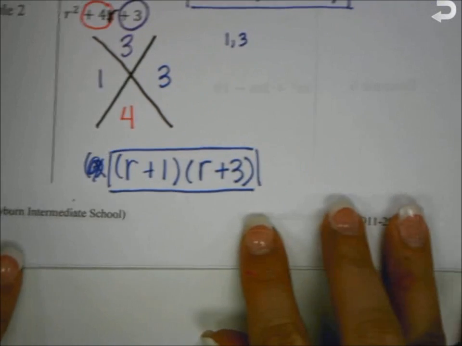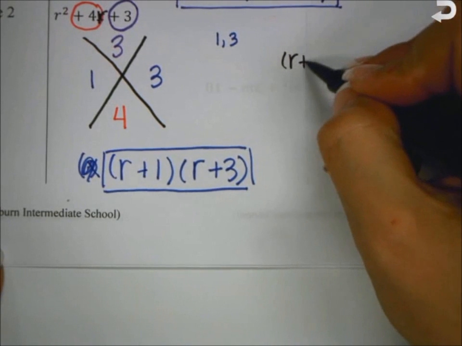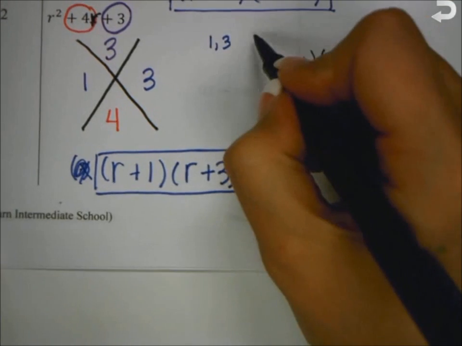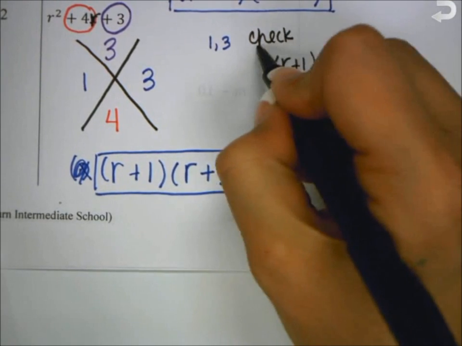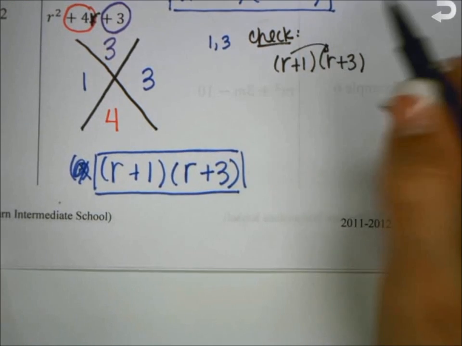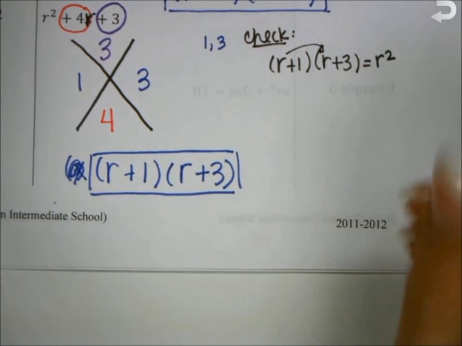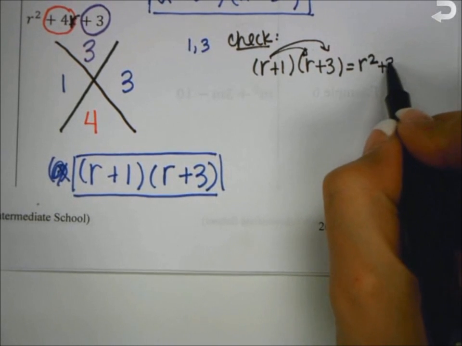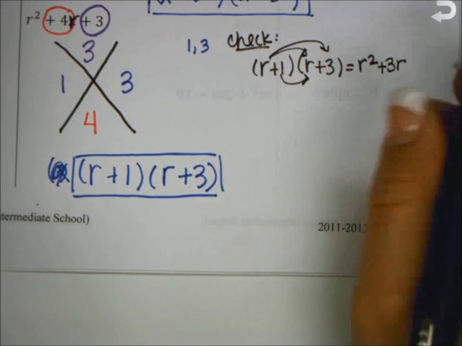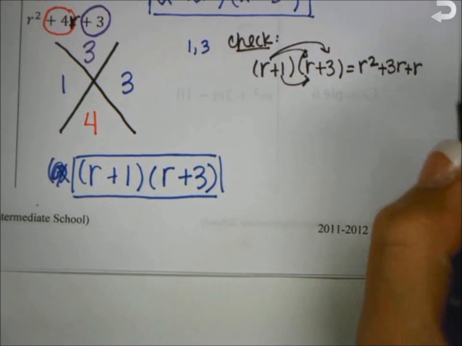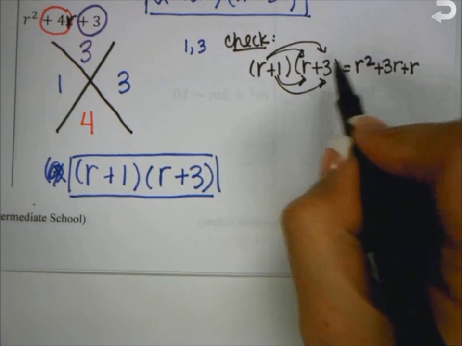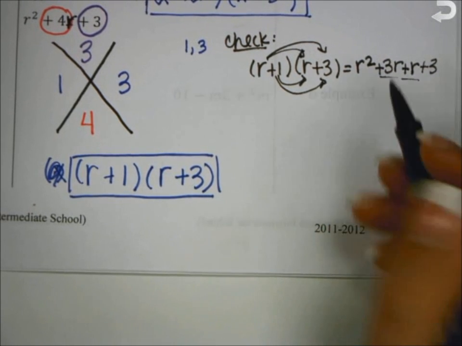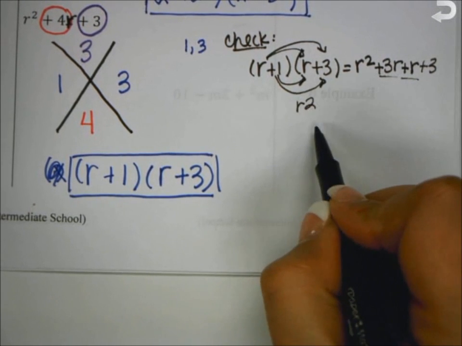R times R gives me R squared. R times 3 gives me plus 3R. 1 times R is plus 1R. And 1 times 3 is plus 3. We combine like terms, and we get R squared plus 3R plus 1R, which is 4R, plus 3. Is that what we started with? Yep. So we did it correctly.